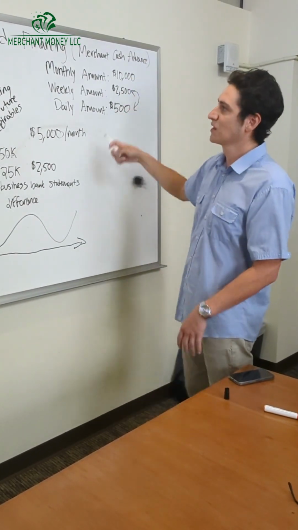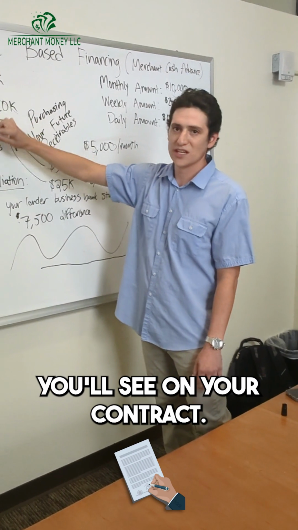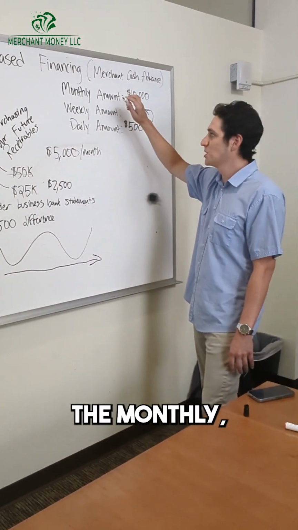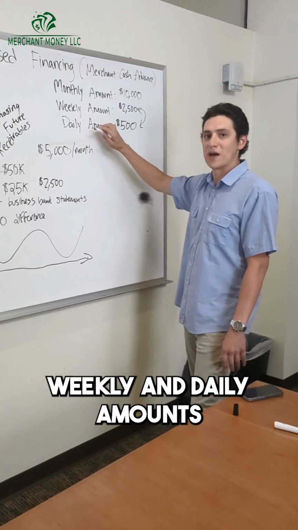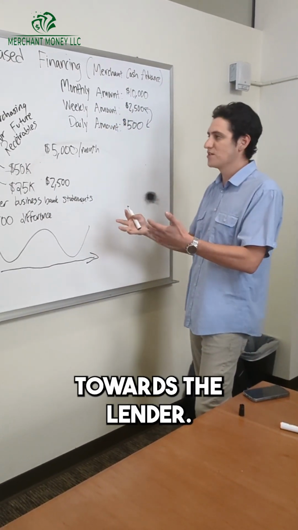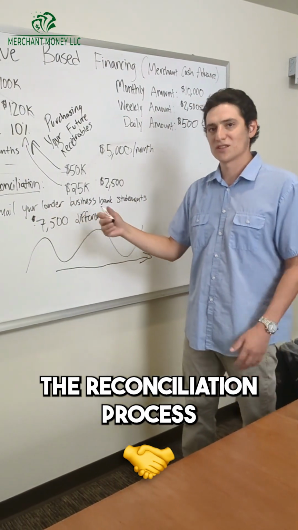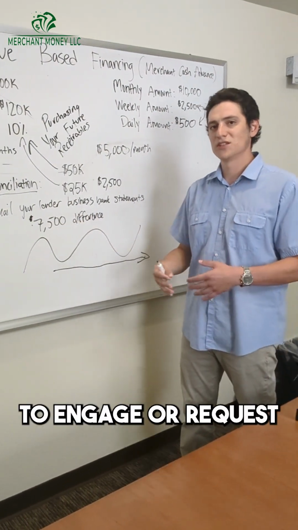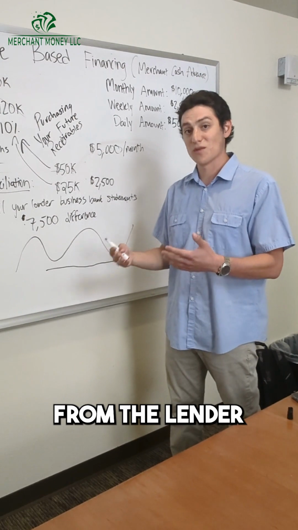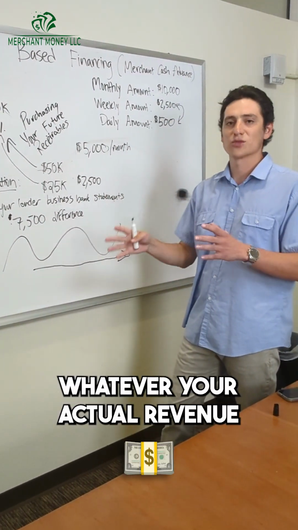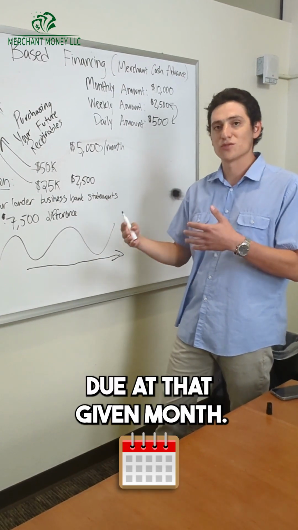cash advance. These are some of the key terms you'll see on your contract. This is how you'll calculate the monthly, weekly, and daily amounts that are due towards the lender. And this is the reconciliation process that you always have the option to engage or request from the lender in order to adjust for your actual revenue and payments due in that given month.